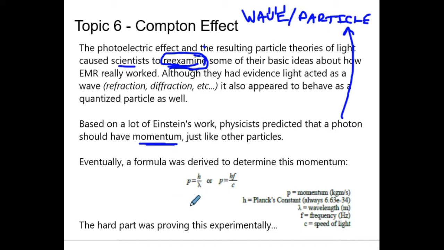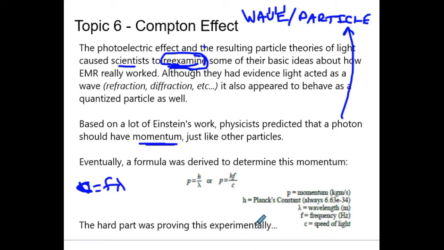And they eventually put together a formula to derive this momentum, right? And so here are the two formulas. It's either p equals h over wavelength, or p equals hf over the speed of light. You'll recall the formula v equals frequency times wavelength, with v being c, the speed of light. That's basically the link between these two.